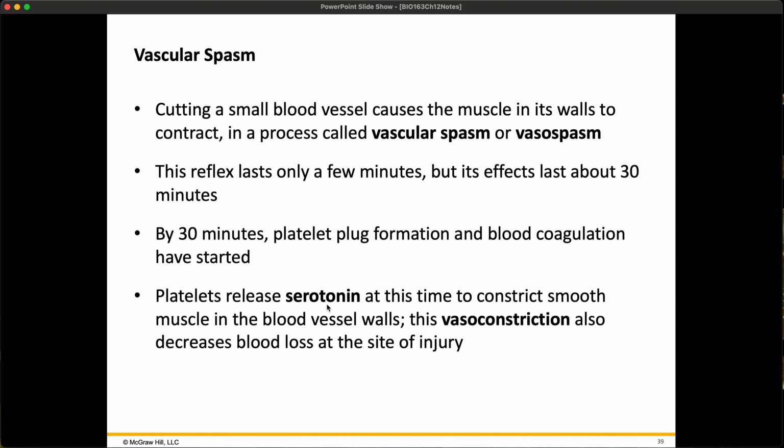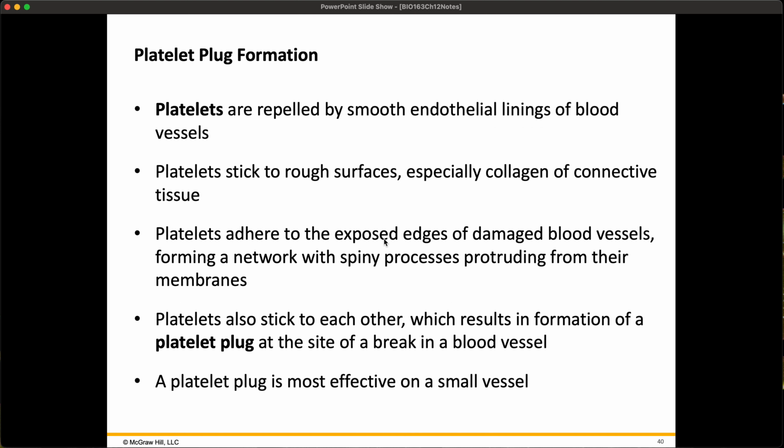Platelets also release serotonin that also helps to constrict smooth muscle. That vasoconstriction decreases blood loss at the site of injury. It does not affect blood flow in general to the body spot. That is why you're still able to have these other two phases happening, because these phases do require some movement of blood to the area.